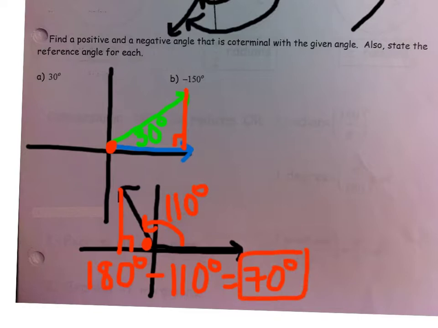So you always connect the terminal side down to the x-axis. That's the reference angle. So now if we go back to my original part A here, my 30 degrees, I've graphed it, 30 degrees in the positive direction. The reference angle would be that 30, because I connect it down to the x-axis. And now I want to find what I call a coterminal angle. Here's what a coterminal angle is.